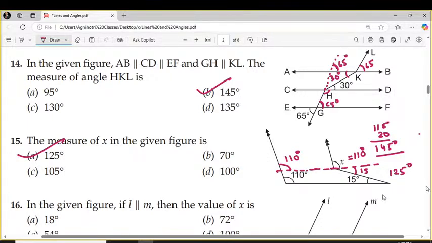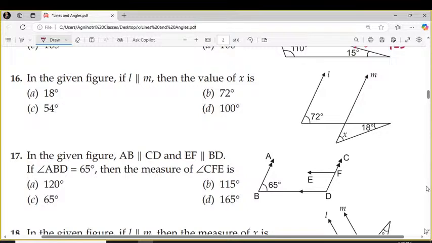Okay, all right. Come to question 16. Yeah, sir, I got the answer as 54, C.